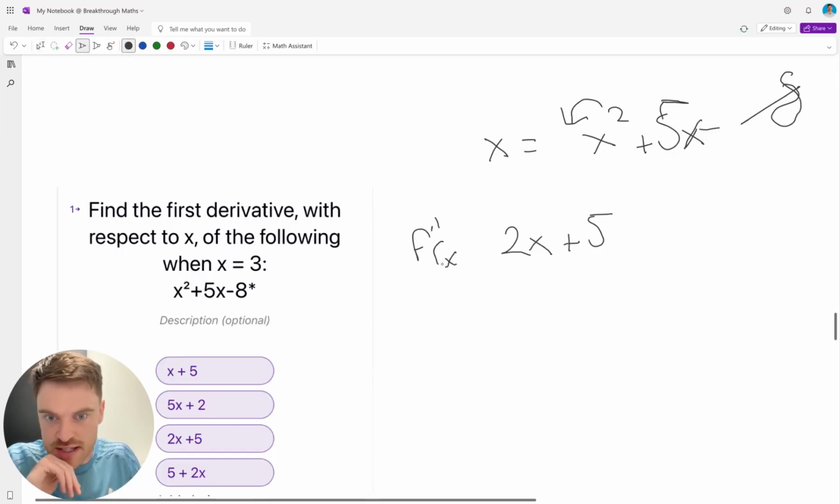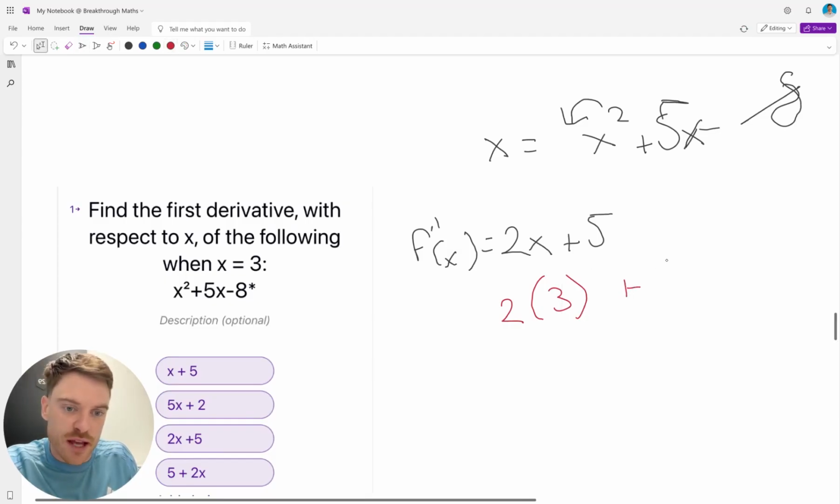F dash x, the derivative, is equal to that, and all you have to do then is sub in when x is equal to 3. So it's pretty easy from there. You just have to sub in 3 for x. So it becomes 2 bracket 3 plus 5, and that gives you 6 plus 5.